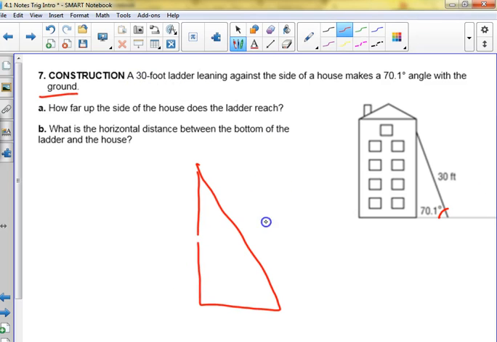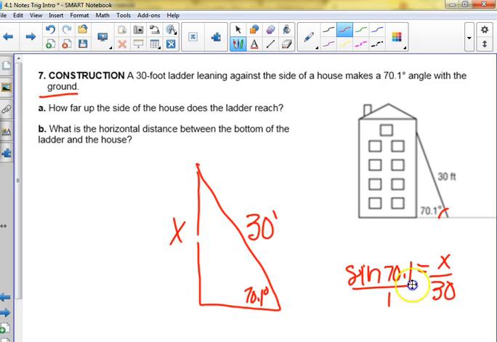Okay, it says a 30-foot ladder that's here, as clearly shown in the picture, makes a 70.1 degree angle with the ground. How far up the side of the house does it reach? What function do I need? Sine of 70.1 equals opposite over hypotenuse. This time I'm multiplying 30 times the sine of 70.1. I don't know if this calculator's in degrees.